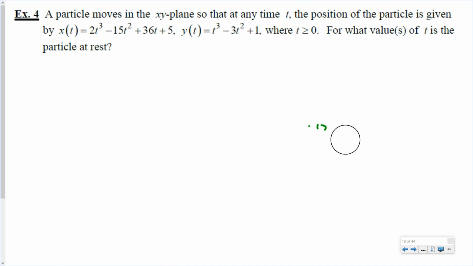Number 4, you have a particle in a plane. Nice. You got x and y again. T is greater than 0. I like that. For what value of t is a particle at rest? Okay, I need to think about this. Guys, the particle is not necessarily at rest when x equals 0, y equals 0. That just means you're at the origin. Does that make sense? And you could be running through the origin. Does that make sense? So that doesn't mean you're at rest.